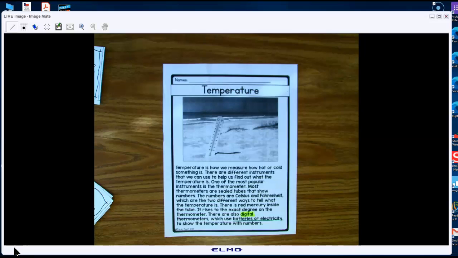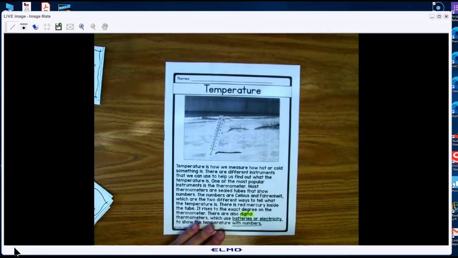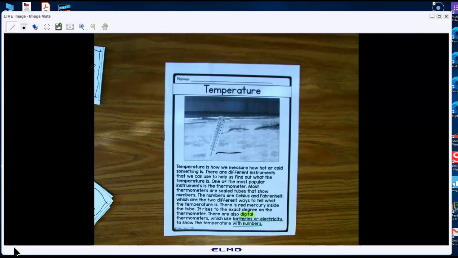All right, so batteries and electricity tell me what digital means. What's something else? Emma? No, there are also digital thermometers which use batteries or electricity to show the temperature with numbers. Grant? Okay, we said batteries and electricity. That tells me there's one more clue. Kate? Yes, a digital thermometer shows me numbers. So it's electric or battery thermometer.